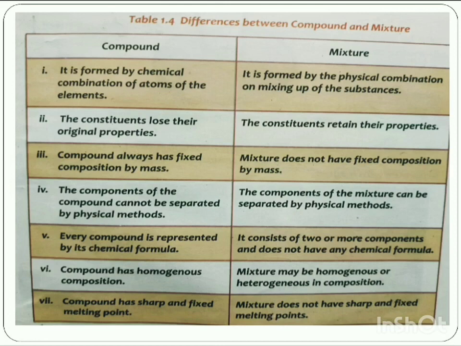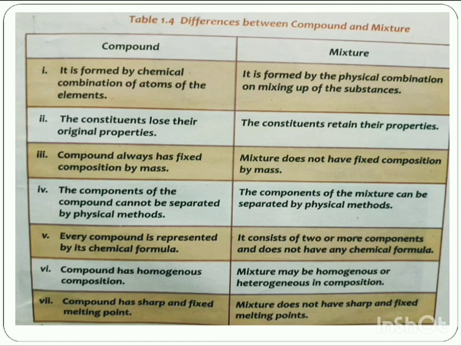A compound has a homogeneous composition, which means it has the same composition throughout. Water is always water. It may have three different states, but it always has the same composition. But a mixture can be homogeneous and it can also be heterogeneous. In the case of a homogeneous mixture, you have NaCl or sugar dissolved in water, and in the case of a heterogeneous mixture, you have the example of a salad, which has different compositions. So compounds have the same composition, while a mixture can have the same or different compositions.